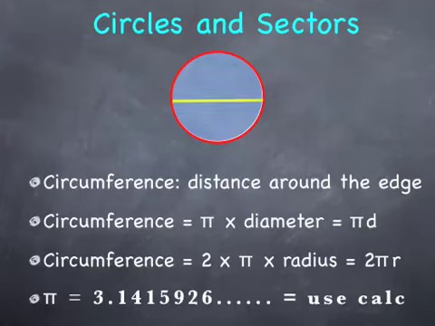Okay, look at the circle. I've just drawn in a diameter. It goes from edge to edge through the middle. That's a diameter. If it only goes to the middle, from the edge to the middle, it's a radius. But let's concentrate on diameters. And this is how the formula works.